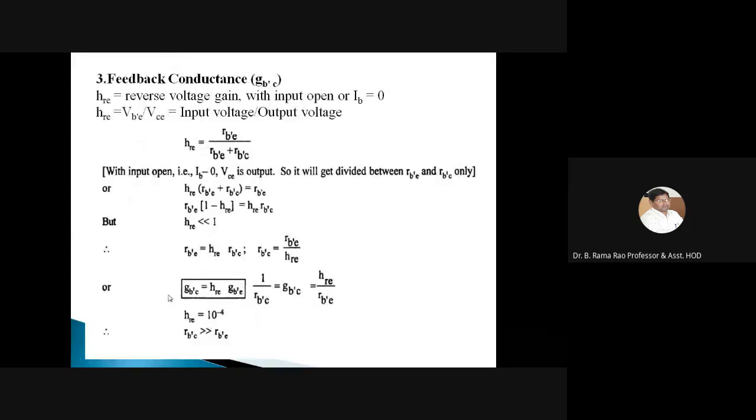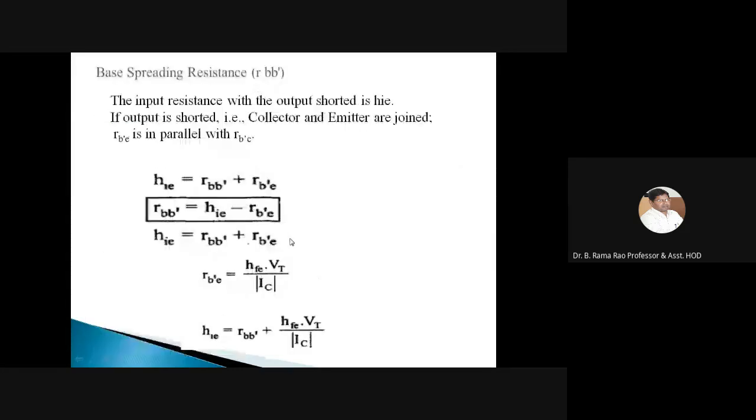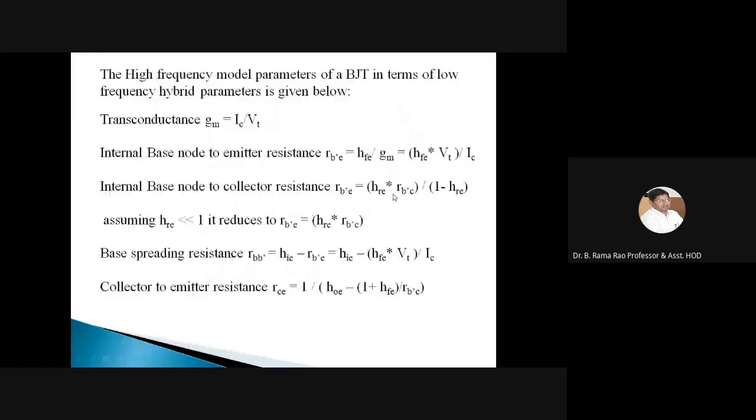So we can get the value of RB dash C from this equation. If you observe this equation, RB dash is nothing but RB dash C by HRE. We know the value of RB dash C, so if you remember this equation and come to this one, we will get RB dash, which is HRE into RB dash by 1 minus HRE.